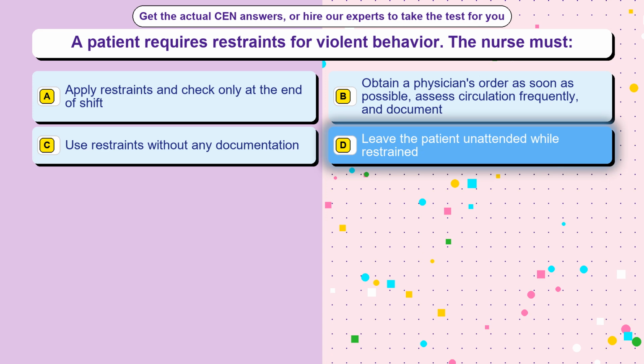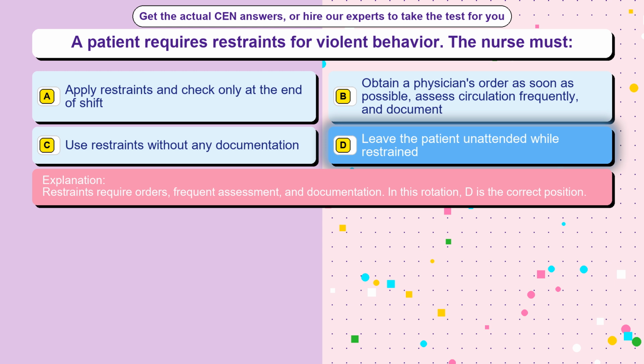The correct answer is option D. Leave the patient unattended while restrained. Restraints require orders, frequent assessment, and documentation. In this rotation, D is the correct position.